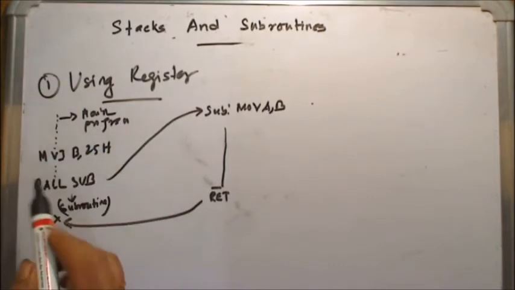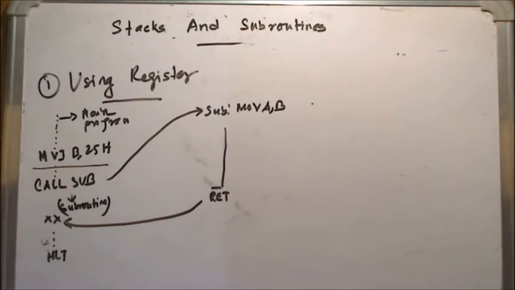We're executing it, and then we found this MVI B, 25H. Okay, now what is the value of the parameter and how have I passed it, using what? What is the first line of the subroutine? Move A comma B. That means A is taking something from the B register. Fine.